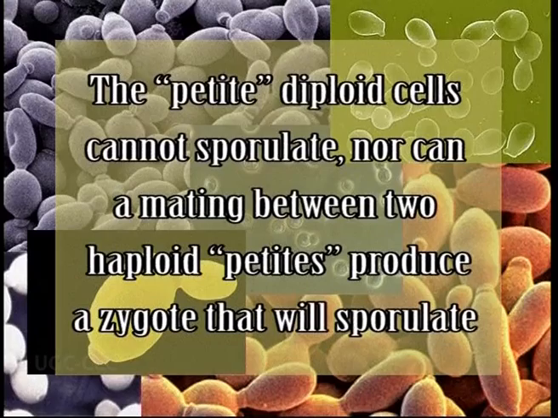They germinate only under favorable growth conditions to form the progeny of haploid yeast cells that grow in number by budding. The petite diploid cells cannot sporulate, nor can a mating between 2 haploid petites produce a zygote that will sporulate, and hence they also do not show the alternation of generations.